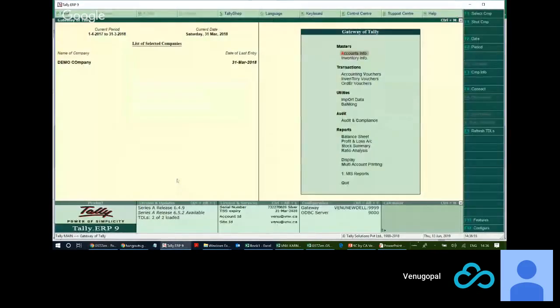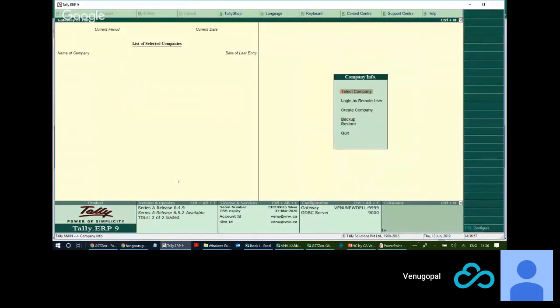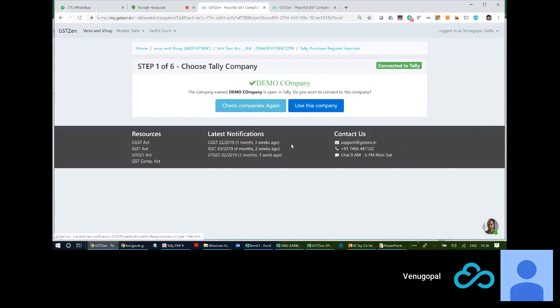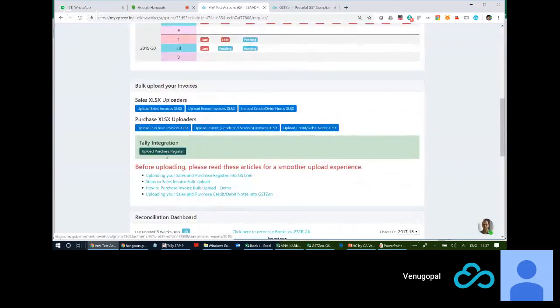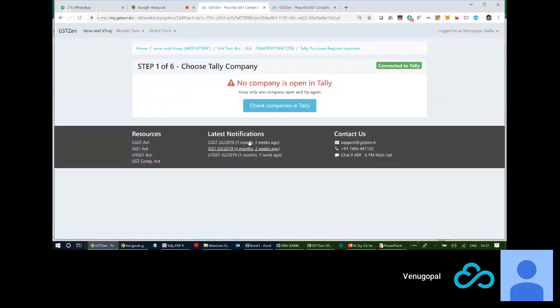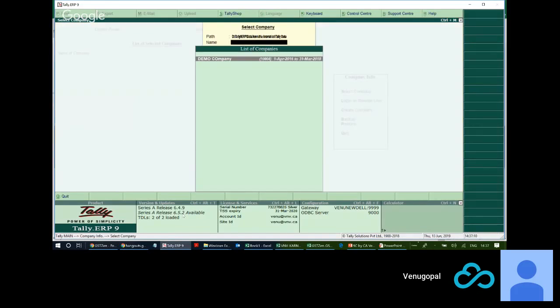Here is a Tally which I have opened now. All right, so let me show it from the beginning. Right now there are no companies opened. Let me open a demo company.